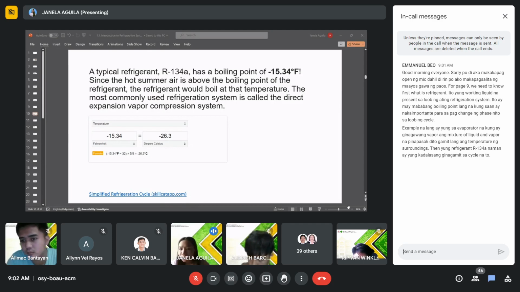Ayun. So, for page 9, we need to know first what is refrigerant. Ito yung working liquid na present sa loob ng ating refrigeration system. Ito ay may mababang boiling point lang na kung saan ay napaka-importante para sa pag-change ng phase nito sa loob ng cycle. Example na lang ay yung sa evaporator na ginagawang vapor ang mixture of liquid and vapor na pinapasok dito gamit lang ang temperature ng surroundings. Then yung refrigerant R134A naman ay yung kadalasang ginagamit sa cycle na to.